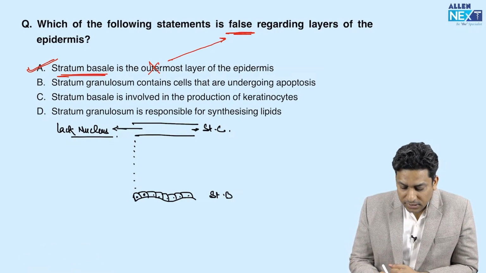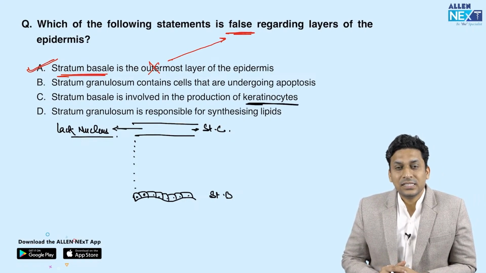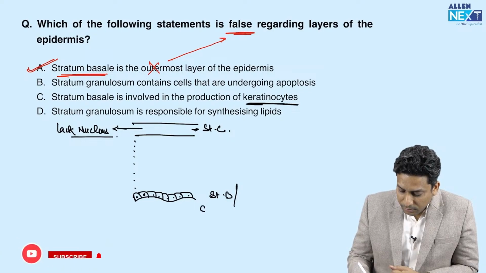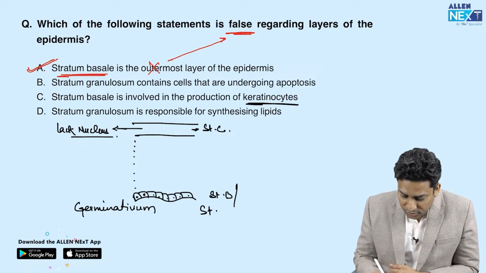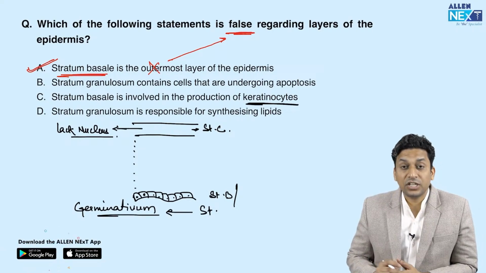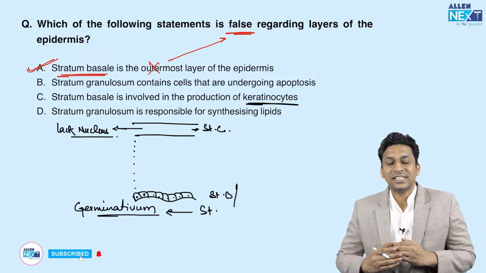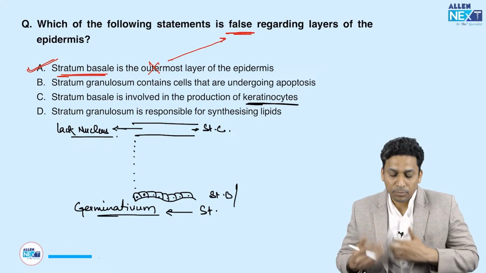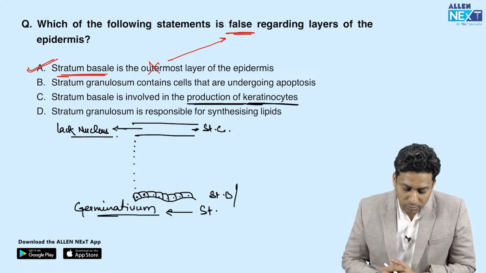Then they are saying stratum basale is involved in the production of keratinocytes. Yes, I told you that this is also known as stratum germinativum. So another name of stratum basale is stratum germinativum. That means it helps in germinating the cells because the cells are highly mitotically active. They keep on proliferating. So this is involved in the production of keratinocytes.